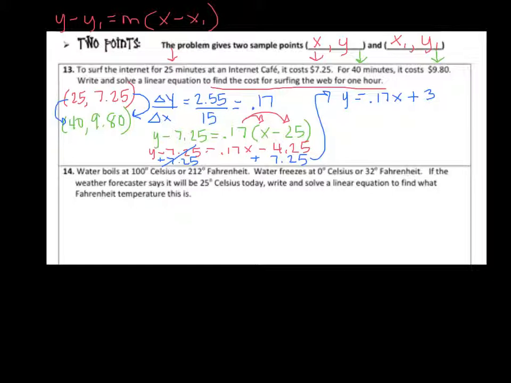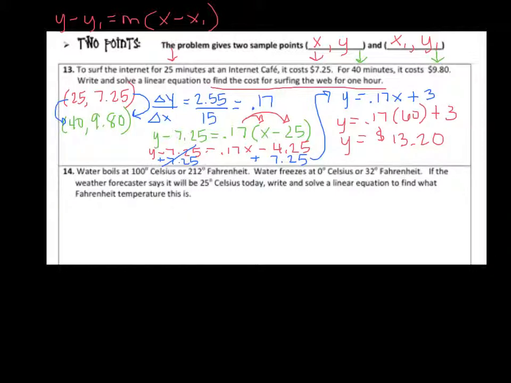Okay? Now, remember, your rate of change was given in cents or dollars per minute. So it was 17 cents per minute. And they're asking me to find the cost for surfing the web for 1 hour. So if x is in minutes, I need to make sure that I convert that hour to minutes. So I'm going to have y equals 0.17 times 60 minutes, because that's how much an hour is, plus 3. And whenever you use your calculator to calculate that, you're going to get that it would cost $13.20 for 1 hour of surfing the web.